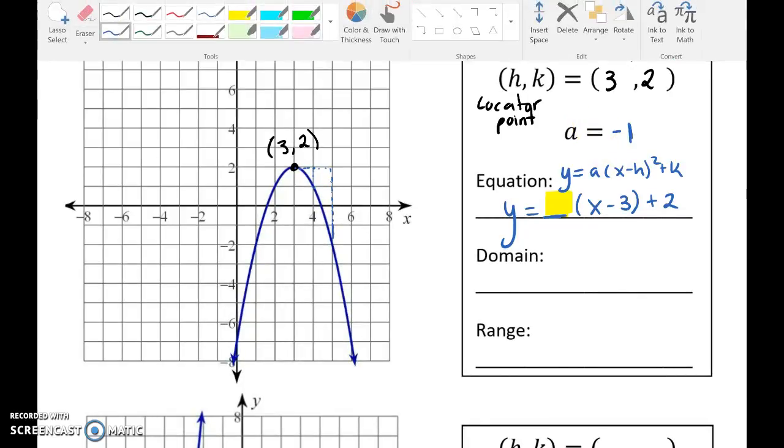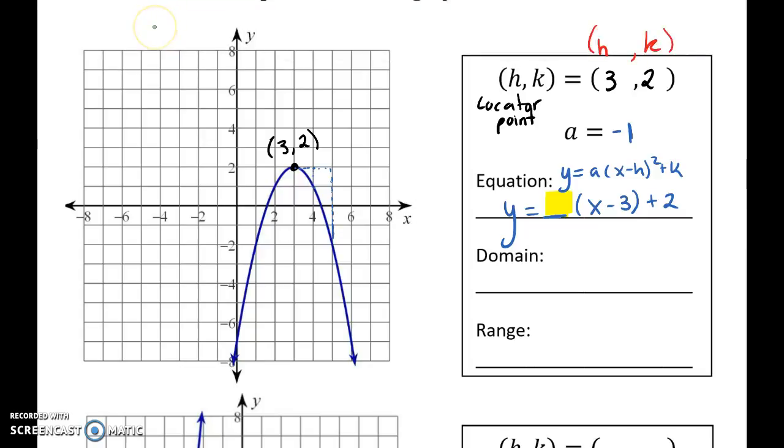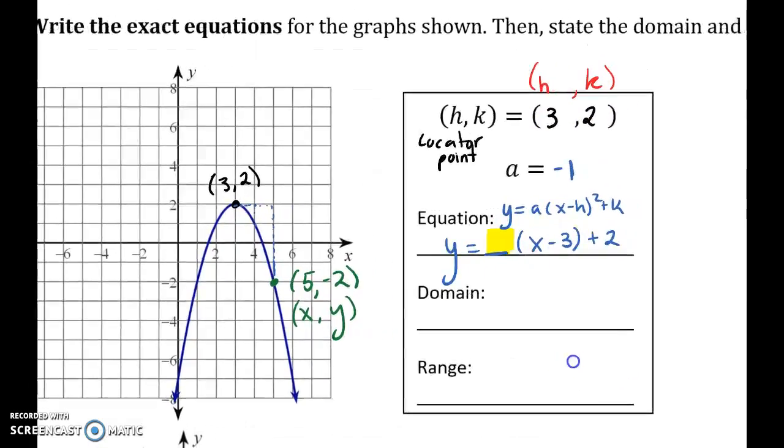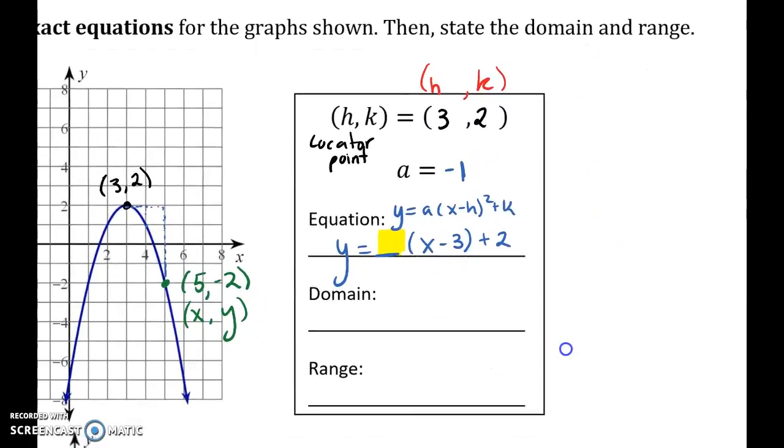Another way we could do it is to solve. So when we solve, we pick another point on our graph, and we want to pick one that's pretty easily defined. So I'll do this one, 5, -2. And we're going to call this an xy point, right? Every point has an x value and a y value. And with those two values, I would plug into our equation x, y, h, and k, and then solve for a. So let's see what that looks like. Let's slide over here so we have some space.